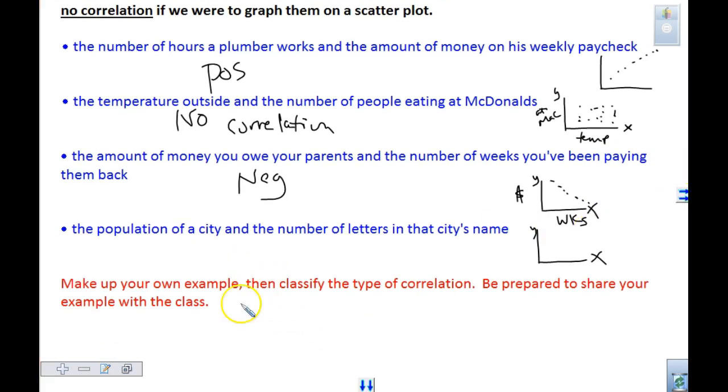Should probably be no correlation. Like we talked about, Fargo has more population than Moorhead, but less letters. And what it asks you to do now, it says make up one example, classify the type of correlation, be prepared to share your examples. So my hint is to do one that's positive, one that's negative, and one where there's no correlation. Okay? So think about each one of those and be ready in a few minutes.